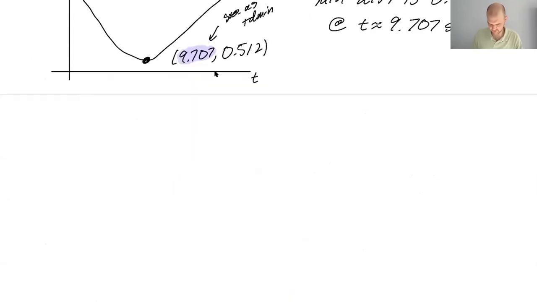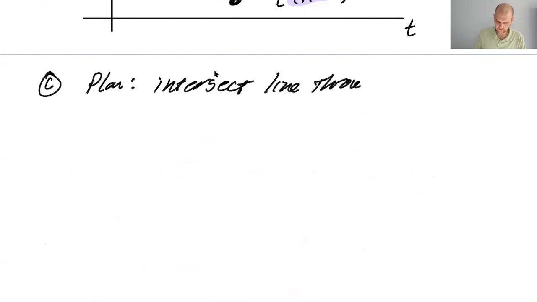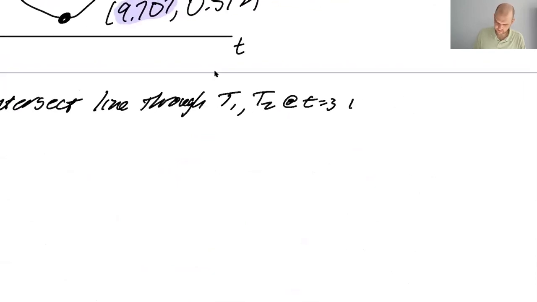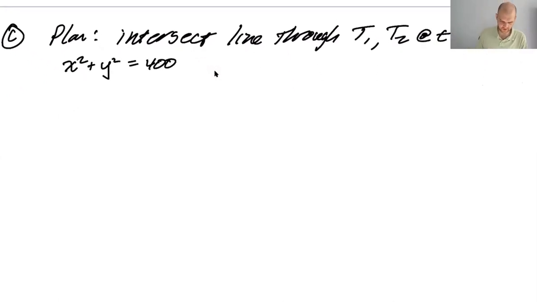We're on another page, it turns out. So part C. Okay, the plan: intersect the line through T1 and T2 at t equals 3 with x squared plus y squared equals 400. That's my plan. So let's write the equation of that line super generally.